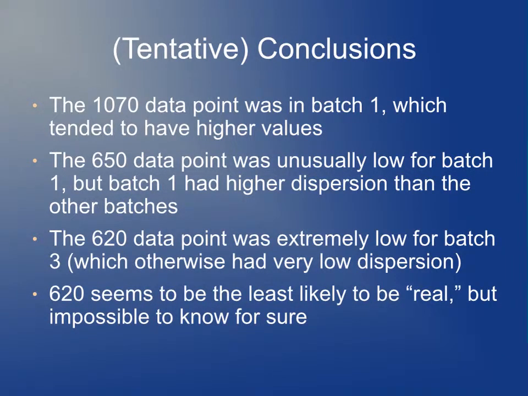So, tentative conclusions: it seems like 620 is the least likely to be real, but based on these plots, I probably wouldn't throw out any of the data points unless I could go back and look at their original equipment and verify that something malfunctioned. None of the observations are completely implausible or out of range.